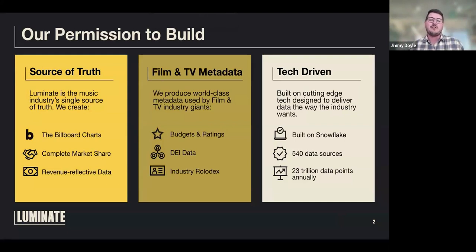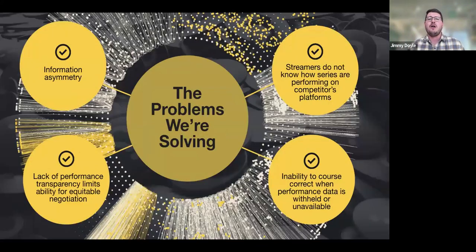We also have a long history in the film and TV business, where we're providing metadata to the film and TV industry, which includes budgets and ratings, DEI data, industry contact information. So with all of that expertise, it made a lot of sense for us to move into measurement. And what we really wanted to solve is this problem with information asymmetry. We know the streamers love to post their own numbers when they feel like they're very positive, but they have all of these numbers around how their titles are doing, and nobody else has that data.